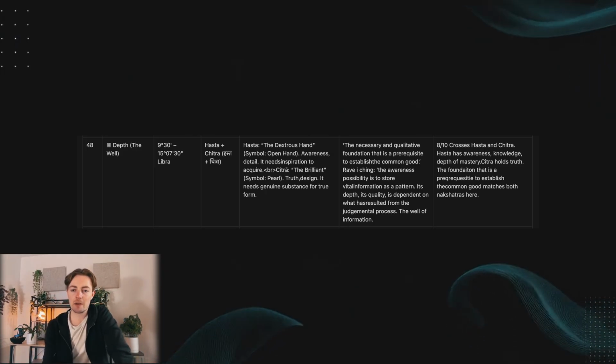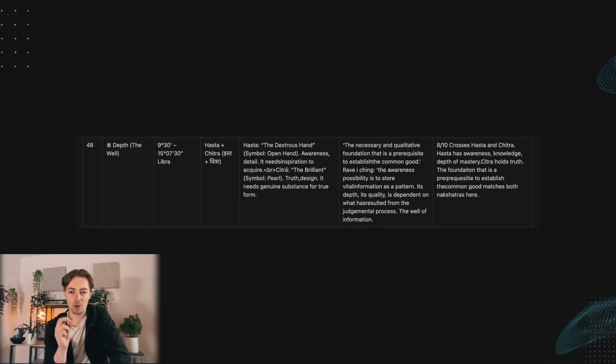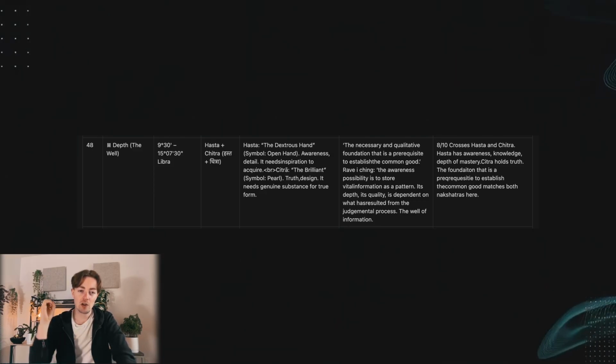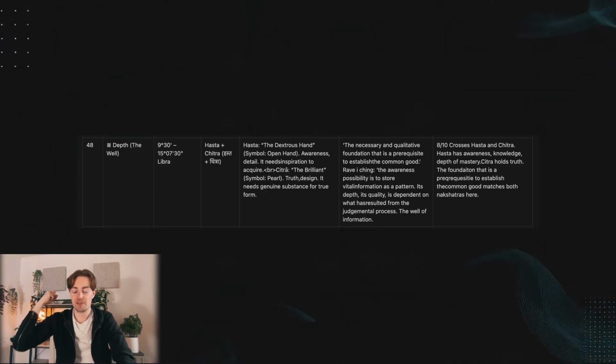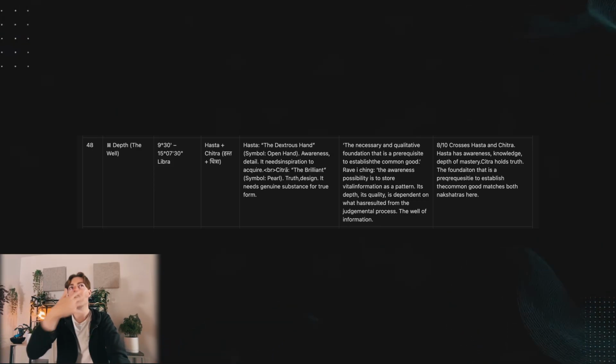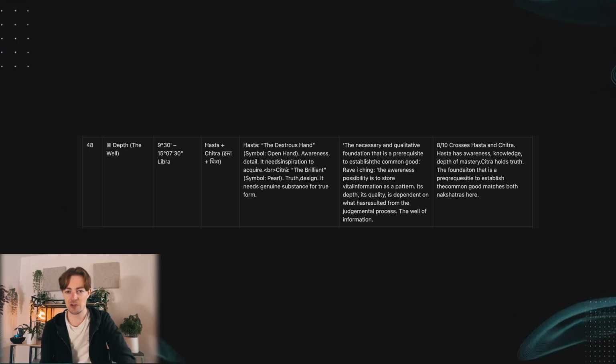But from the Rave I Ching document, I get the awareness possibility is to store vital information as a pattern. Its depth, its quality is dependent on what has resulted from the judgmental process, the well of information. So the characteristic associated with this is the well, depth of knowledge, a real well. You're drawing the well of knowledge from someone. It's a very deep well and source of solutions and deep universal patterns of this is how things happen and this is how you should do things. So it's a well of knowledge.